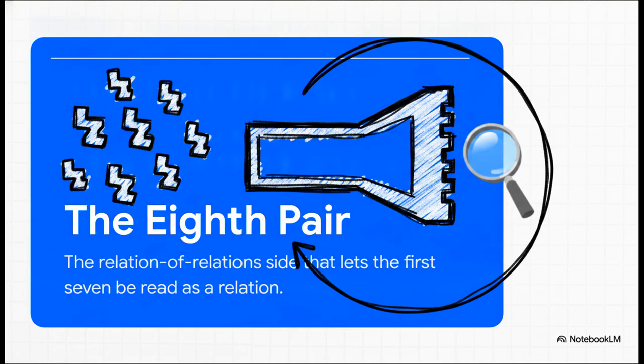And here is why the 8th pair, pair 7, is absolutely critical. This is the relation of relations, the closure side. It is definitely not just another storage slot you can cram data into. Actually, it's the keystone. It's the exact piece that lets those first 7 pairs be read as a cohesive, functioning relation, rather than just a random string of isolated bytes. It essentially closes the circuit.